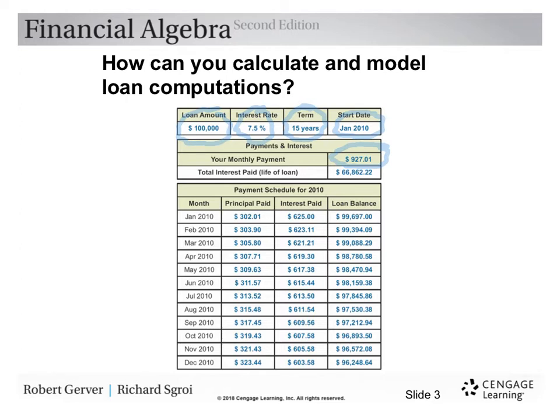For example, notice, starting off in January 2010, the principal is $302, the interest is $625. Let's move down to November. The principal is $321, the interest is now $605, okay? So you can see that the interest each month is going down, while the principal being paid back is going up, and that's in order to maintain this constant monthly payment of $927.01.